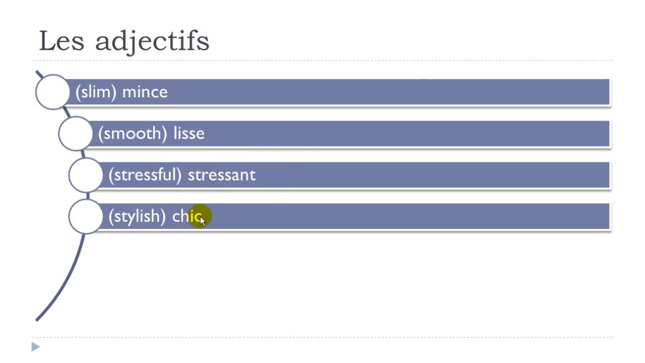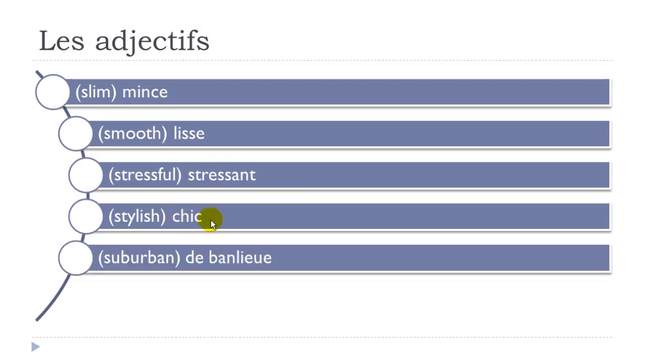Chic. Okay, you pronounce the final C. And then CH together. Ch. Chic. De banlieue. Okay, final E not pronounced. So, I-E-U, I-E, L, lieu. Banlieue. De banlieue.